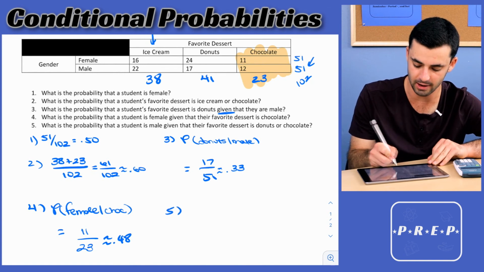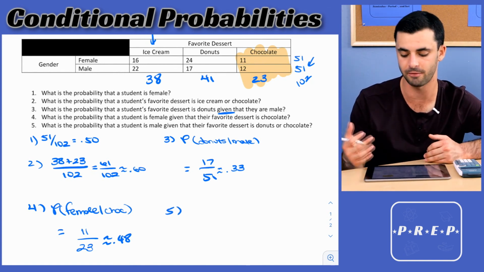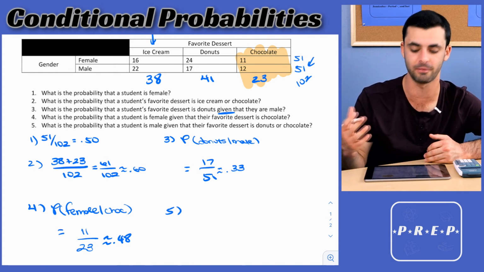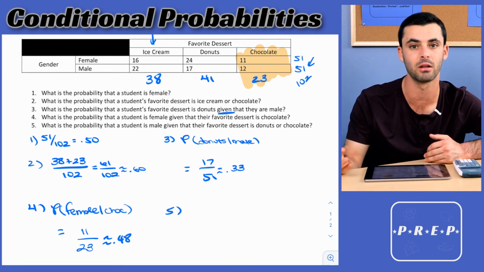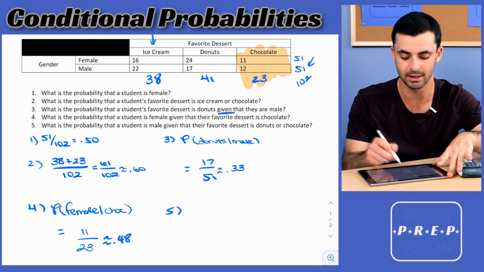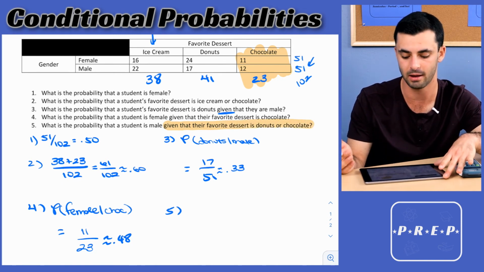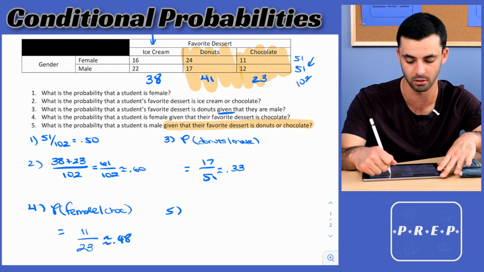Finally, question 5 here says, what is the probability that a student is male given that their favorite dessert is donuts or chocolate? So once again, don't harp on the formula itself for the probability of A given B. Rather, think about it logically. Here we have given that their favorite dessert is donuts or chocolate. So because of that, we have to condense our sample to only the students that prefer donuts or chocolate, or these two columns right here.